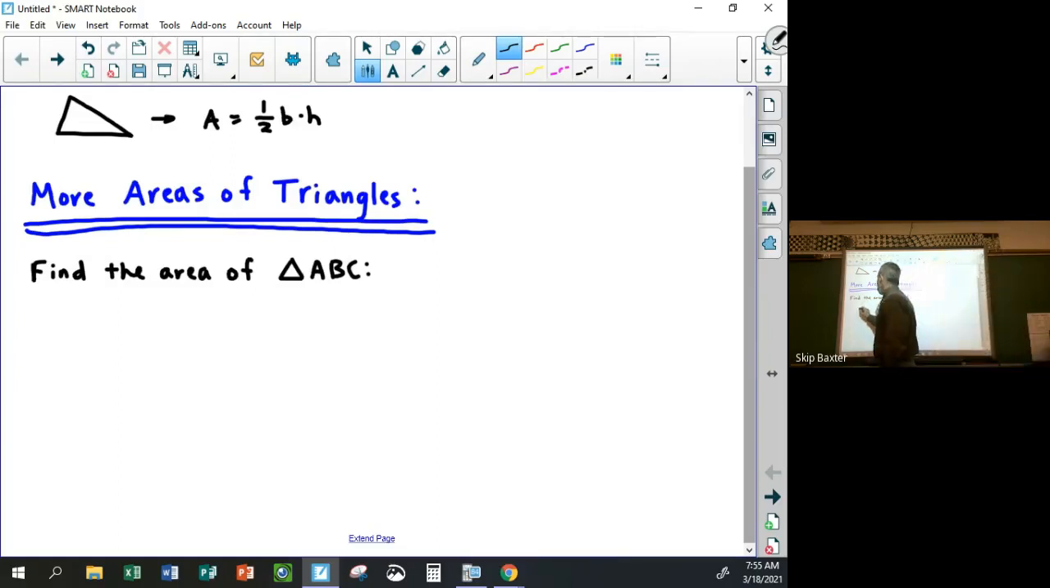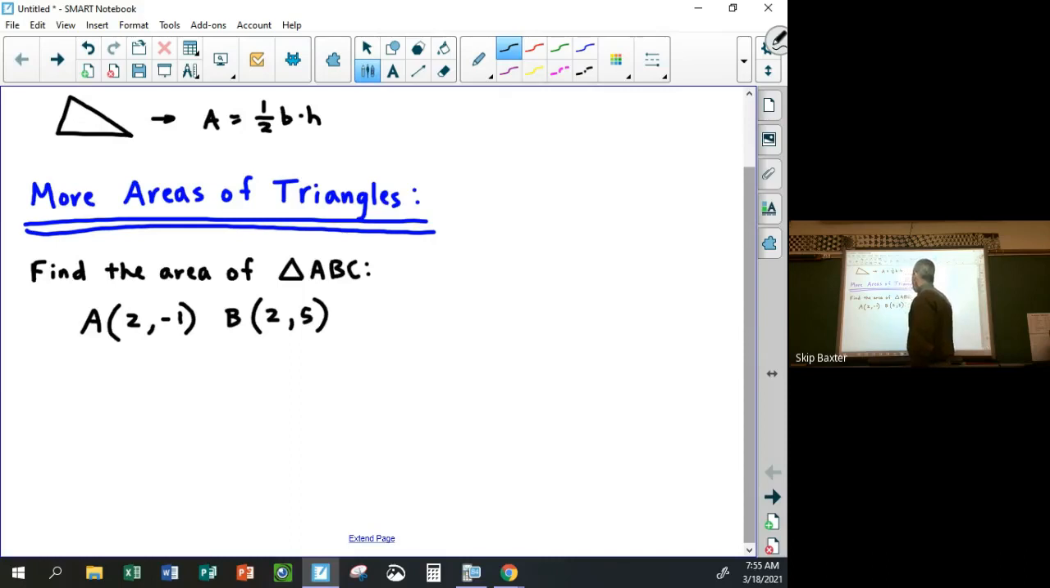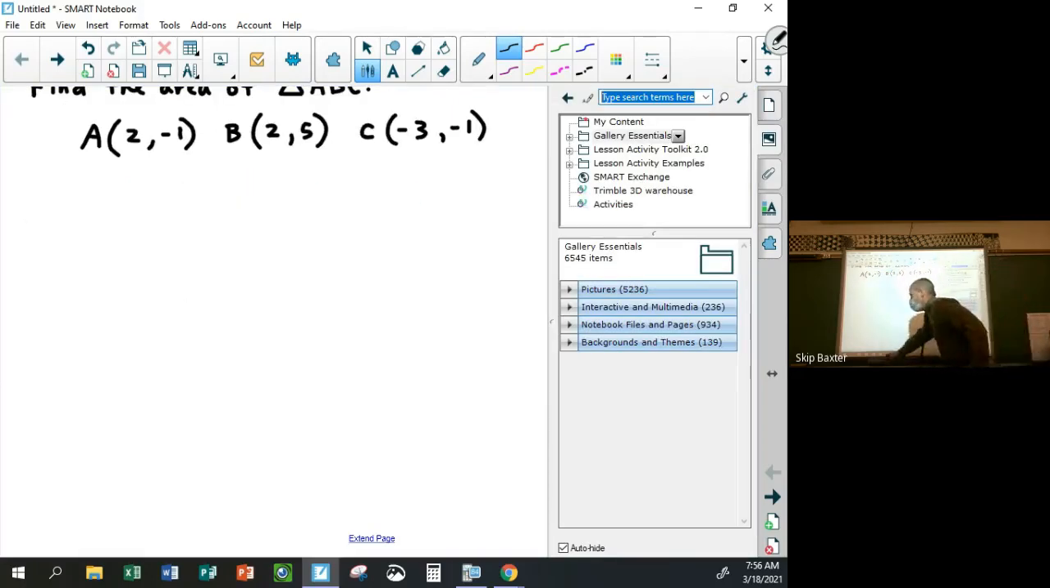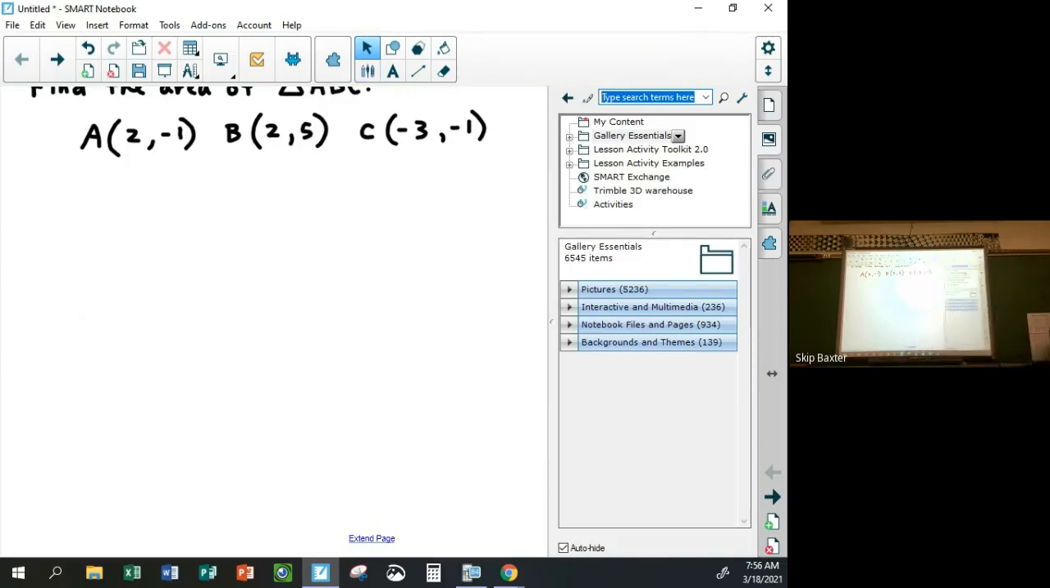What if they said A has coordinates 2, -1, B is 2, 5, and C is -3, -1. This should be pretty easy. You can just graph the triangle. Graph paper here.